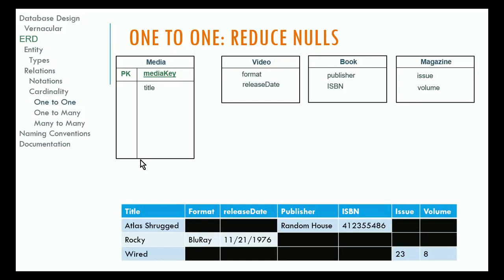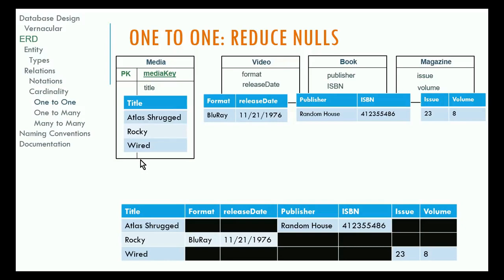So now this is what my database will look like. And when I store data, it's going to look more like this. Notice there are no nulls now because my title exists in the media entity. And then I have an entity each for these different types of media. So I don't have to store all those null values that you see at the bottom.